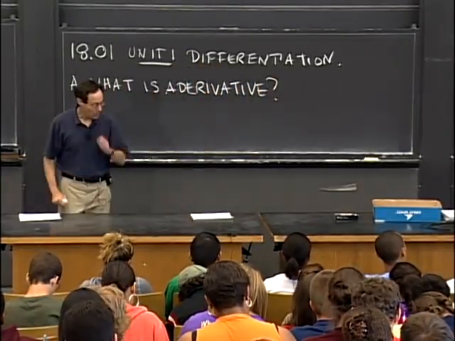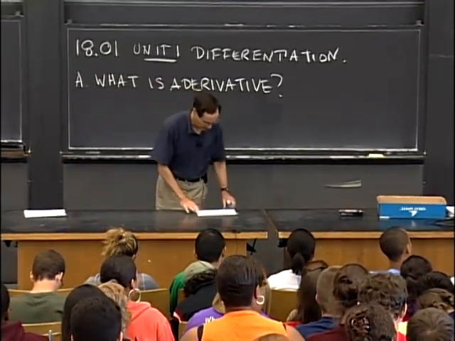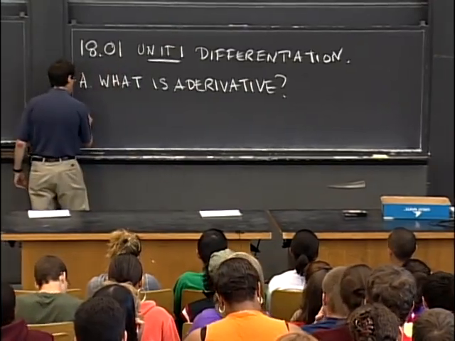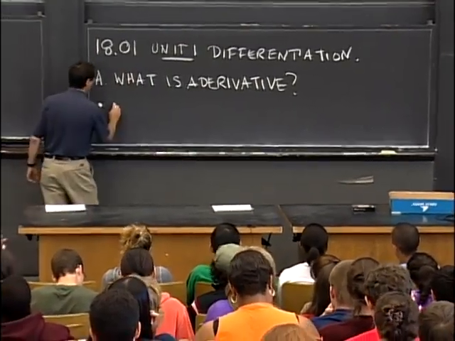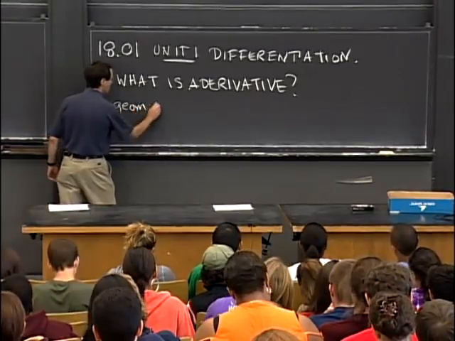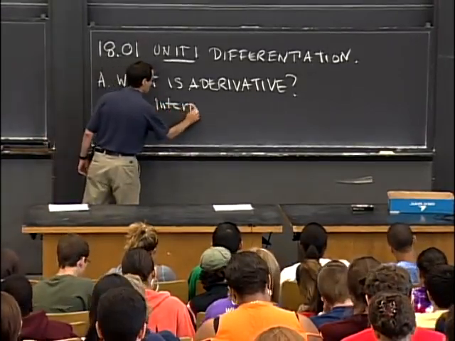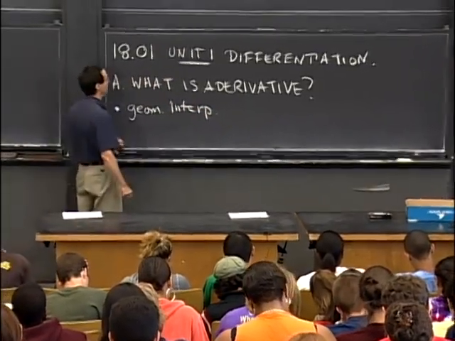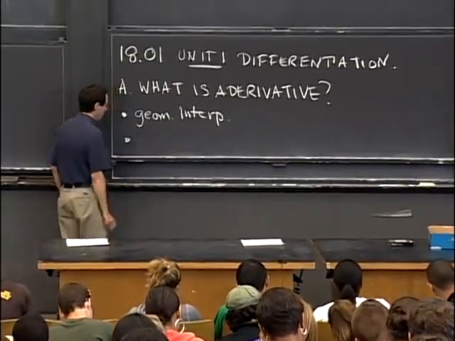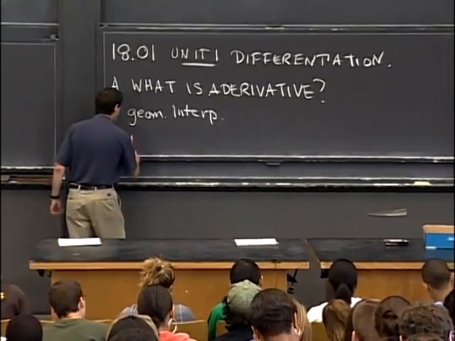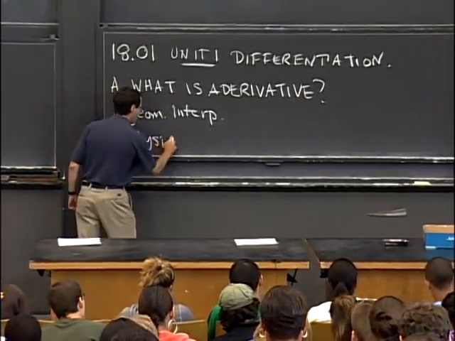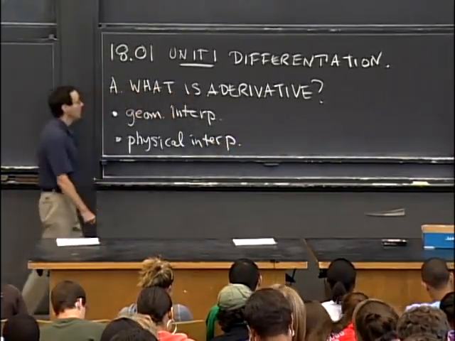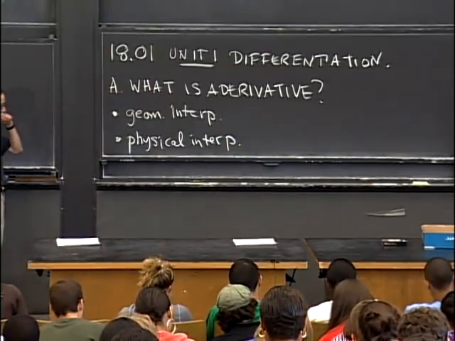And we're going to look at this from several different points of view. And the first one is the geometric interpretation. And that's what we'll spend most of today on. And then we'll also talk about a physical interpretation of what a derivative is.